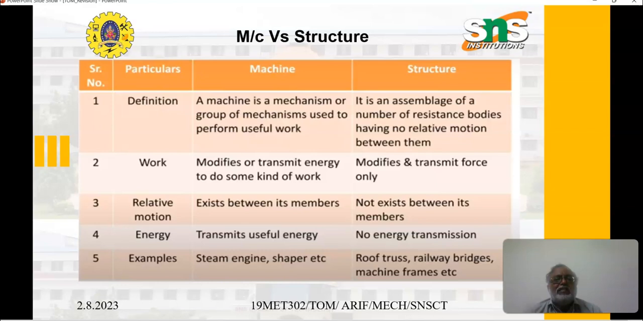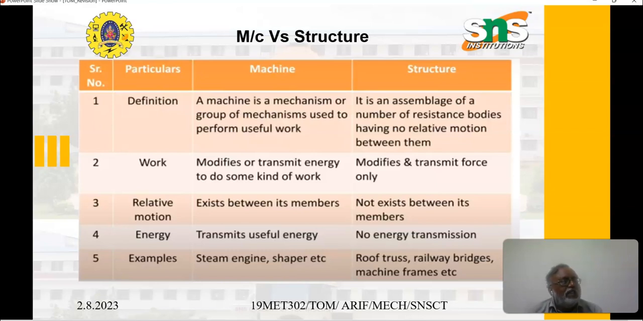Similarly, a structure is an assemblage of a number of resistant bodies having no relative motion between them. So, as per definition, a machine is a mechanism or combination of mechanisms used to perform useful work, but the structure is an assemblage of a number of resistant bodies having no relative motion between them. Based on the work, a machine modifies or transmits energy to do some kind of work, but the structure modifies and transmits force only.